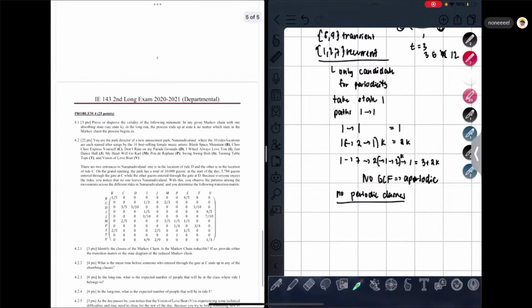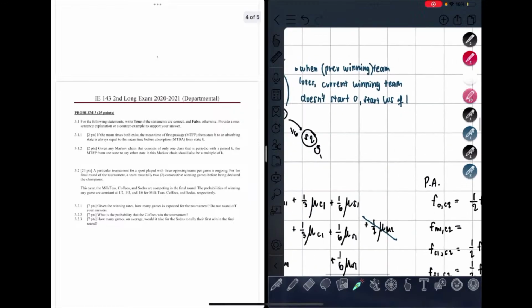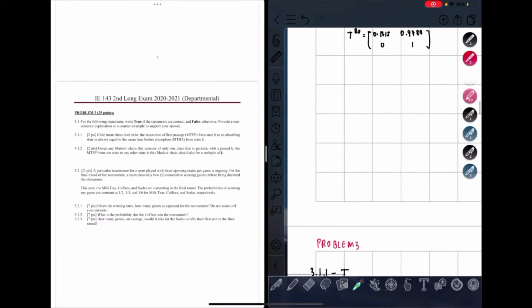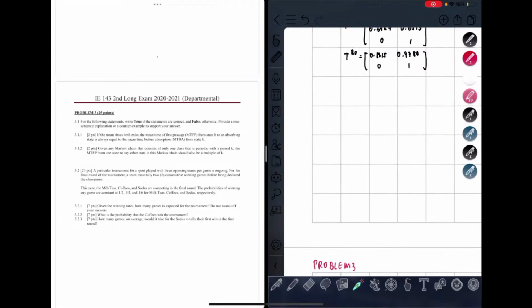Okay. Problem 3. So more true or false. If the mean times both exist, the mean time of first passage from state K to an absorbing state is always equal to the mean time before absorption from state K. So basically, kung may mean time of first passage ka to state K to an absorbing state, is just the same as mean time before absorption from that same state.